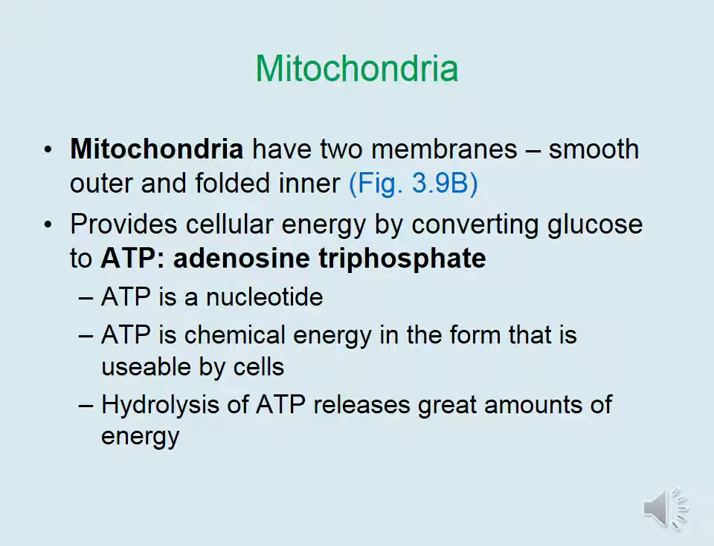All eukaryotic cells have mitochondria, which contain two membranes, a smooth outer and folded inner membrane. Mitochondria provide cellular energy by converting glucose to ATP, or adenosine triphosphate. ATP is a nucleotide, but it does not get added to nucleic acids as we discussed in Unit 2. ATP is chemical energy in the form that is usable by cells. Hydrolysis, or breaking down of ATP, releases great amounts of energy.